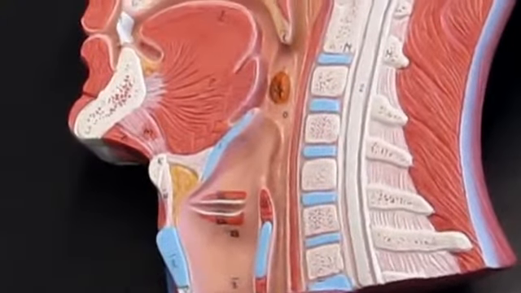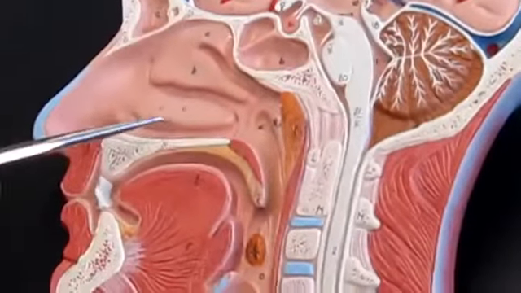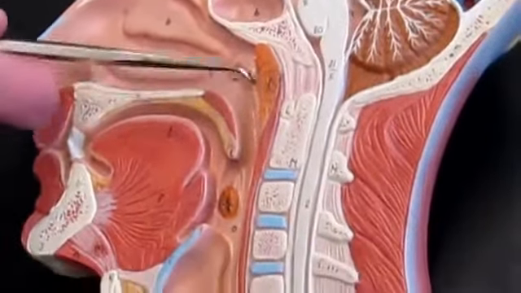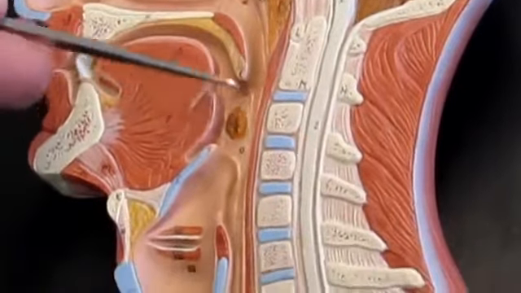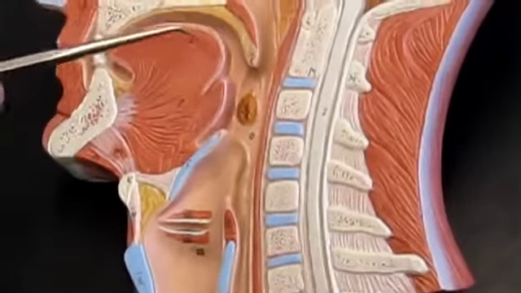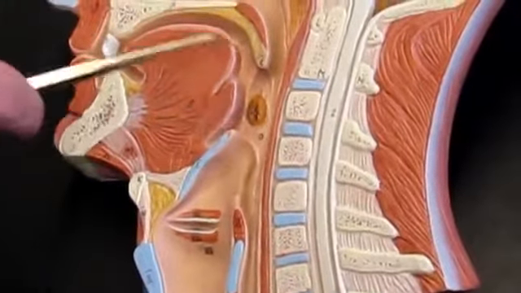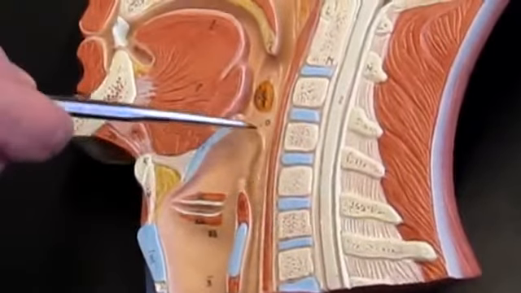So when we're in the nasal passages, it's respiratory only. When we get into the nasopharynx, it's still pretty respiratory only. But then once we get into the oropharynx, we have an area that's shared by the respiratory system and the digestive system. Same thing for the laryngopharynx.